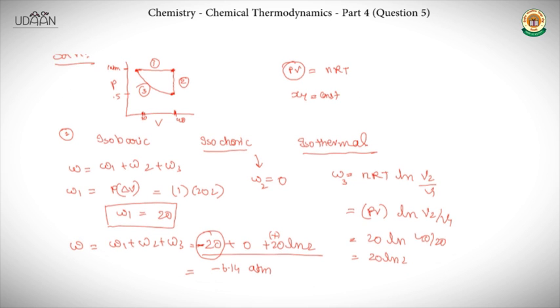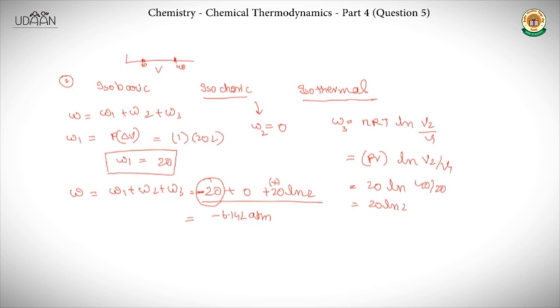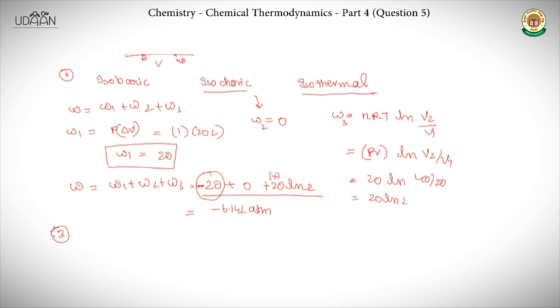6.14 liter atmosphere. Liter atmosphere, exactly. That's right. Now the third part. Coming to the third part, they asked us to calculate the change in internal energy, change in enthalpy and change in entropy for the cyclic process.